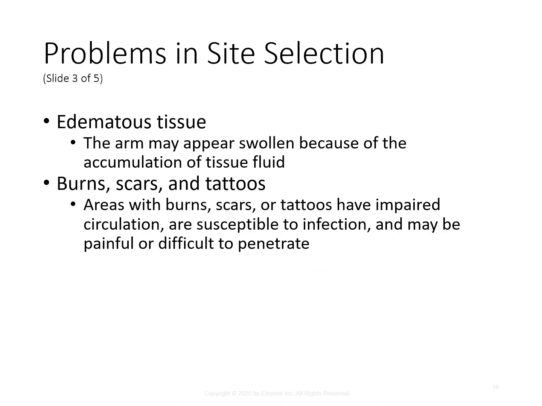You might also find tissue that is swollen. The arm may appear swollen because of accumulation of tissue fluid, and that can cause issues with drawing blood as well. And if the patient has burns, scars, or tattoos, these areas generally will have impaired circulation, and they are susceptible to infection, and they may be painful or difficult to penetrate to try to get that vein. So try to avoid these areas as well.